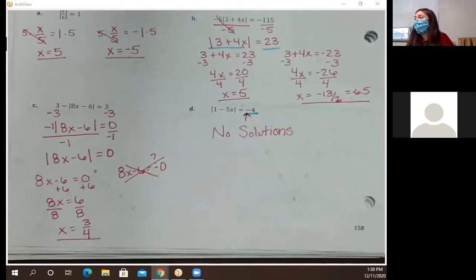Okay. Your homework is on the next page, page 159. When I see you on Monday, you guys in person and you guys on Zoom, we're going to do some more examples of solving absolute value equations. And then that's it for Unit 4.